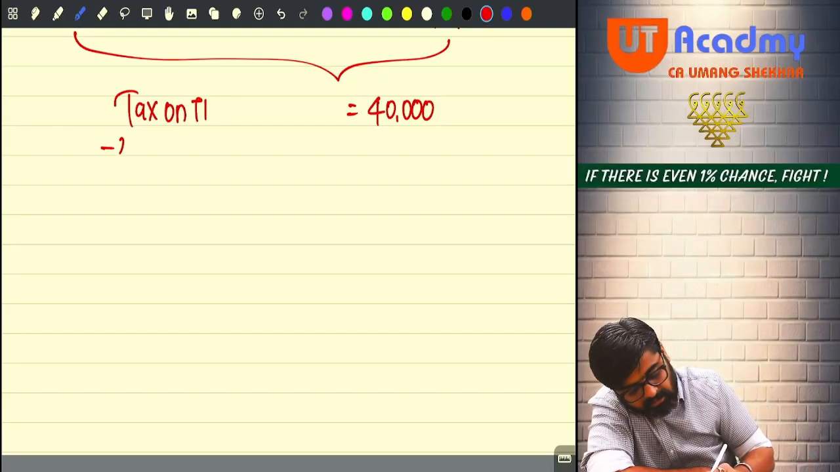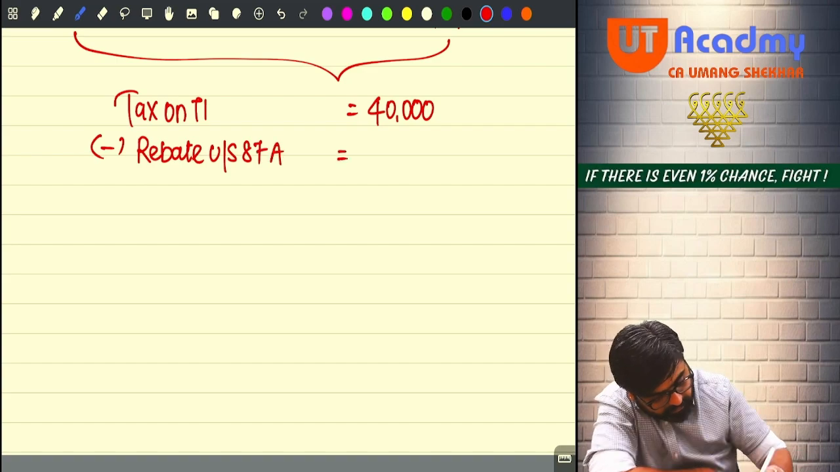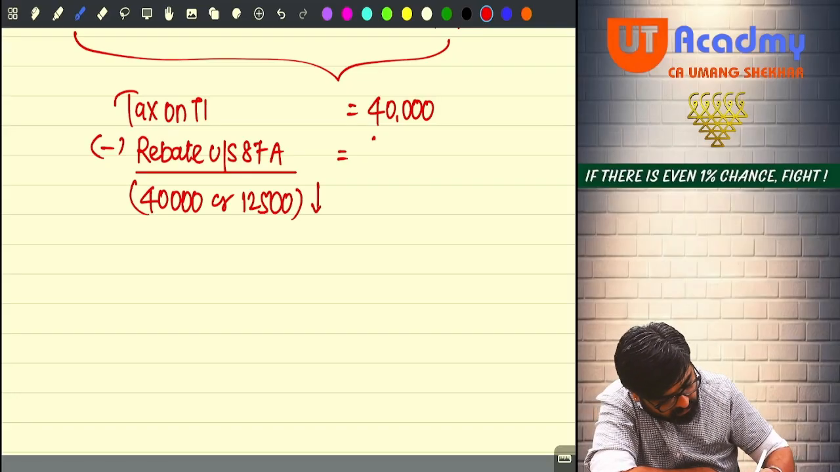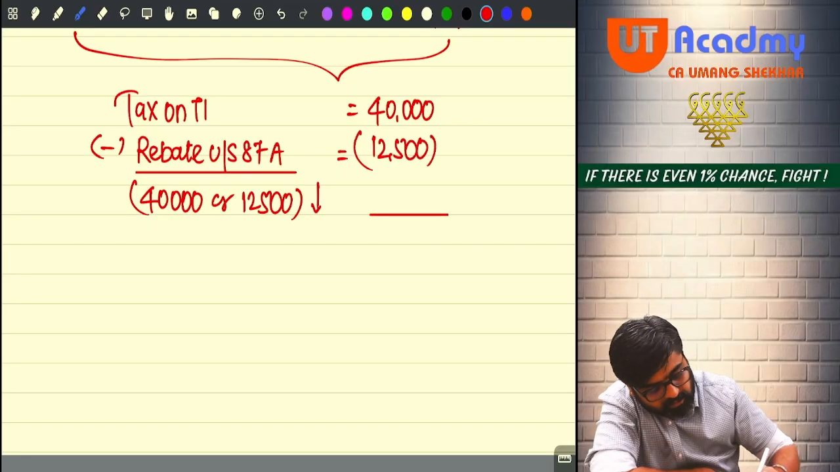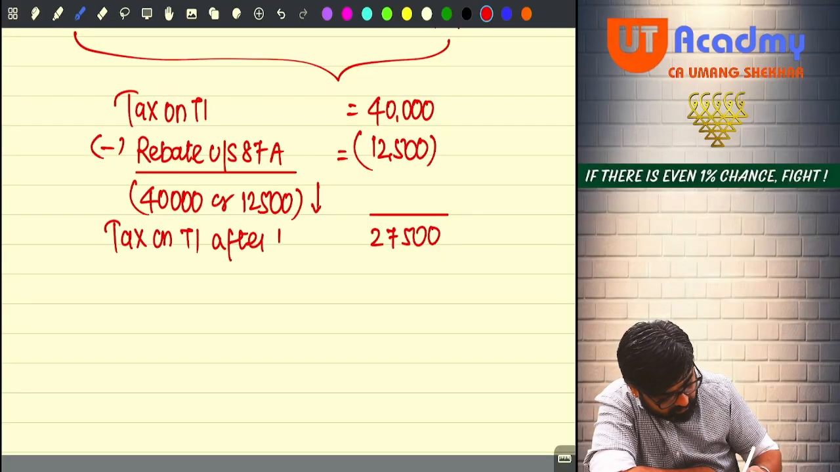So tax on total income minus rebate under section 87A will be either the 40,000 amount of tax or 12,500, whichever is lower. 12,500 will be the rebate. What will be the final tax? It will be 27,500. This is tax on total income after rebate.